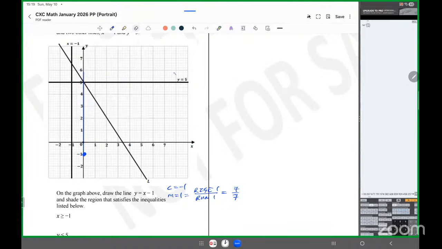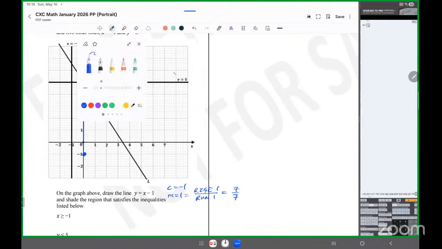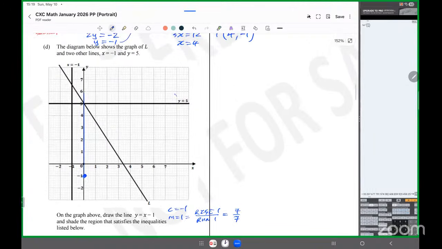I rise 7, sorry, I mean 7 over 7. So rise 7, from -1, if you rise 7, you come up to 6. And then from over here, if you run 7, you're going to come over to 7 over here. So that's a point on the graph. Rise 7, run 7. So that's another point on the graph.